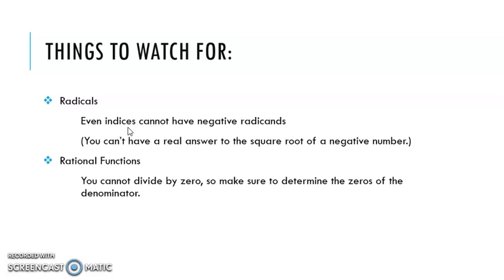Now, for rational functions, functions where you have an x in the denominator, you want to make sure to find the zeros of those denominators and say that x cannot be those numbers because you cannot divide by 0. So those are the two places that you tend to find limitations in your domain. They aren't the only two, but they're the two most common ones. Let's take a look at some examples now.